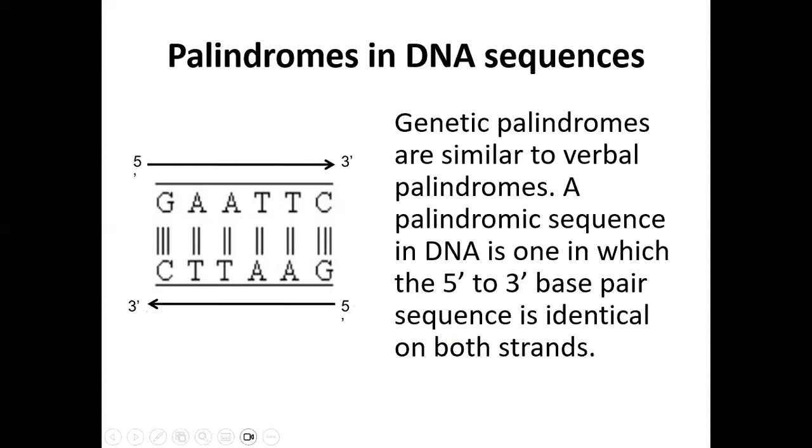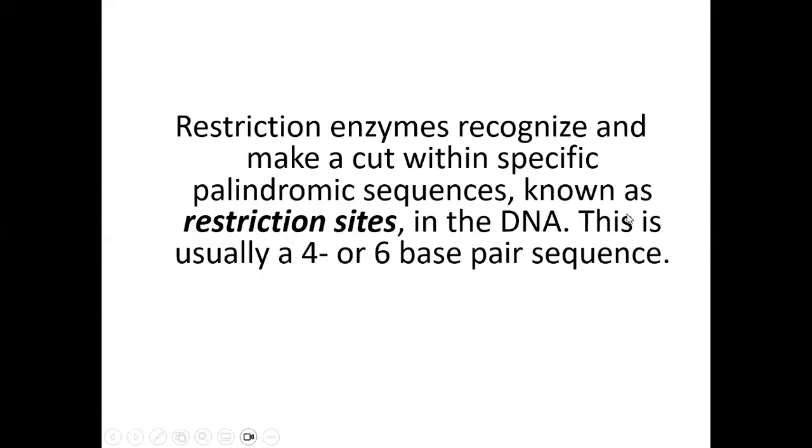So here is an example of a genetic palindrome, and as you can see, the sequence reads as GAATTC in the 5' to 3' direction, and it reads the same on the other strand in the 5' to 3' direction again. So they are also known as genetic palindromes. Restriction enzymes basically recognize and make a cut within specific palindromic sequences, which are known as restriction sites, and they are generally 4 or 6 base pairs in length.